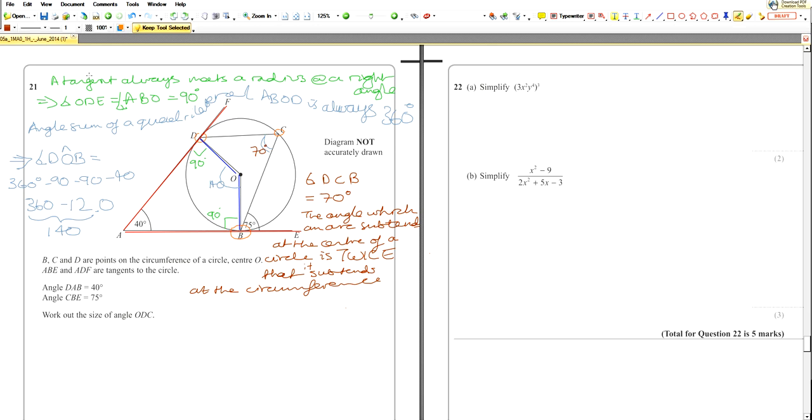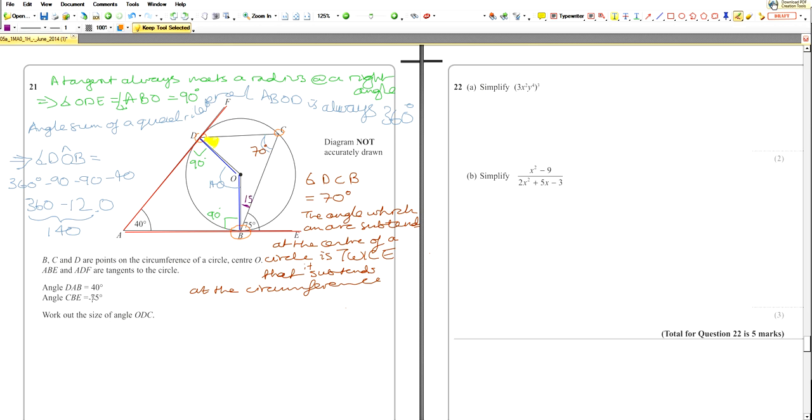Now, our target for the question is we need to work out angle ODC, which is this angle here, the yellow one. Okay, now what do we know? We know quite a bit of this triangle is coming together. So 90, 75, angles at a point add up to 180. So this angle in here is going to be what? 90 plus 75, so we have another 15 here.